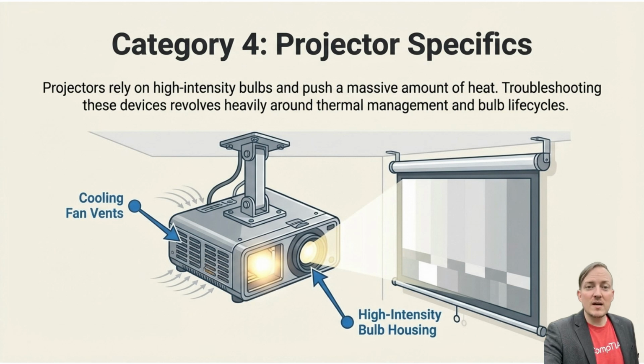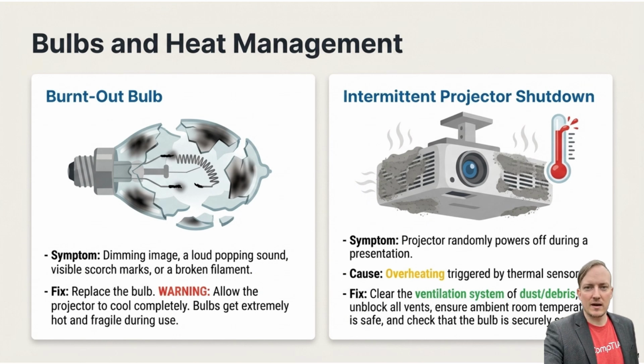Category 4 focuses on projectors. These devices rely on high-intensity bulbs and push out a massive amount of heat. Troubleshooting projectors revolves heavily around thermal management, cooling fans, and bulb life cycles. If a projector image is dimming, or if you hear a loud pop and see scorch marks, you have a burnout bulb. Replace it, but warning, allow the projector to cool completely first because those bulbs get extremely hot and fragile. If the projector randomly shuts down during a presentation, it is overheating. Clear the dust from the vents, ensure the room temperature is safe, and check the fans.